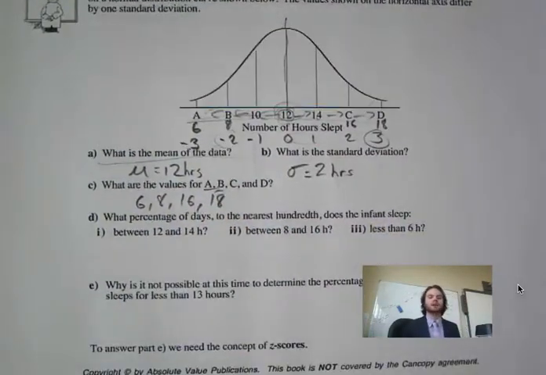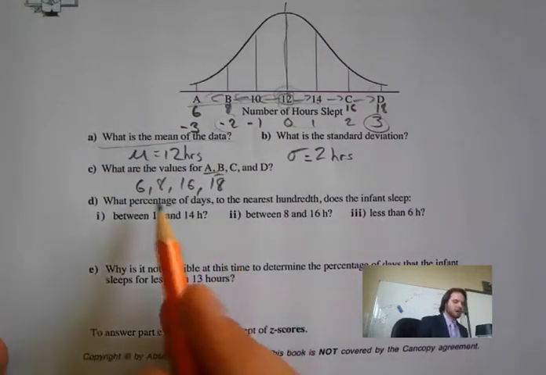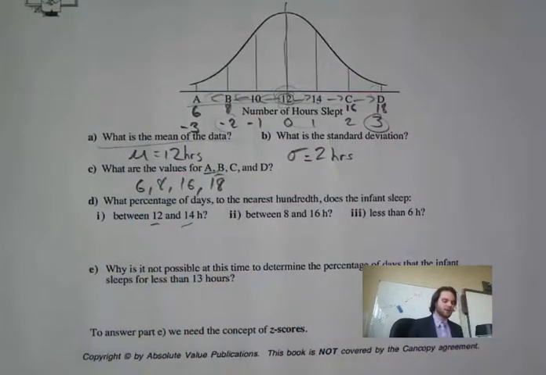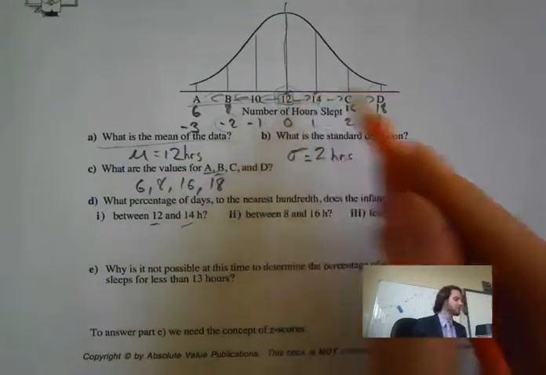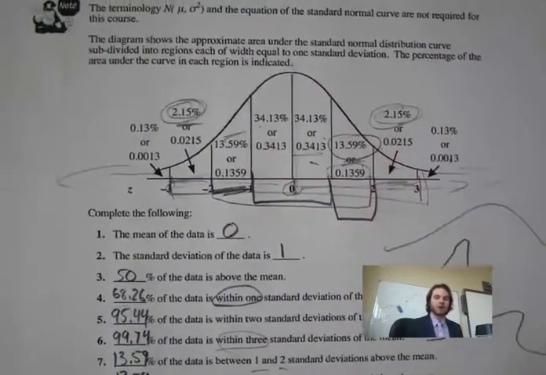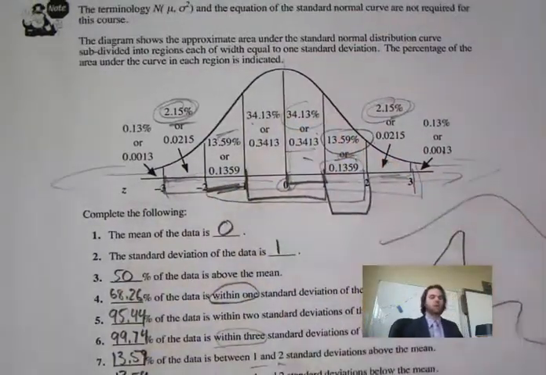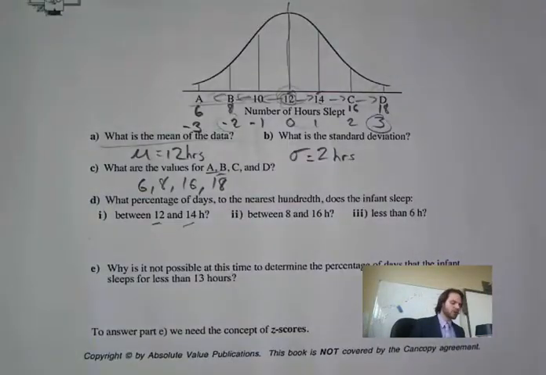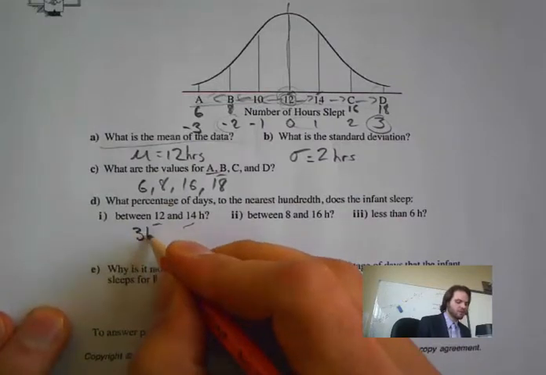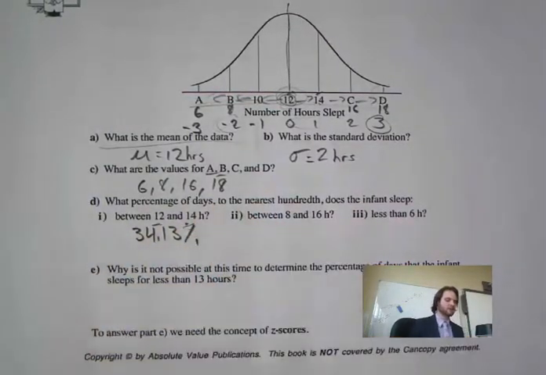Okay? Now, it says, what percentage of days to the nearest 100th does the infant sleep between 12 and 14 hours? So let's look, 12 and 14. That's 1 standard deviation away. So for that one, I'm going to go back to this here. 1 standard deviation away is between here and here, which is 34.13%. Always go back to that page for a while, in your assignment.